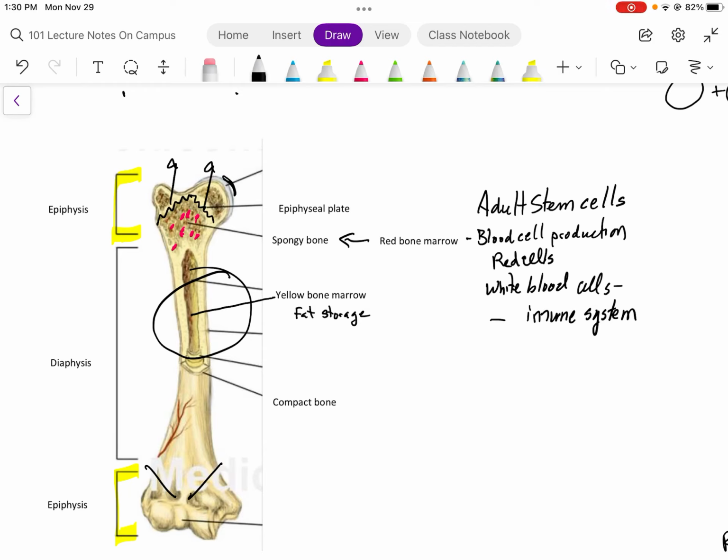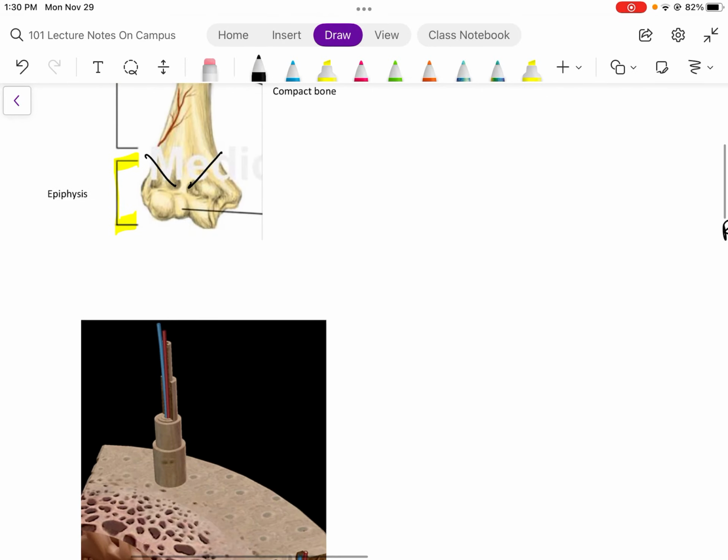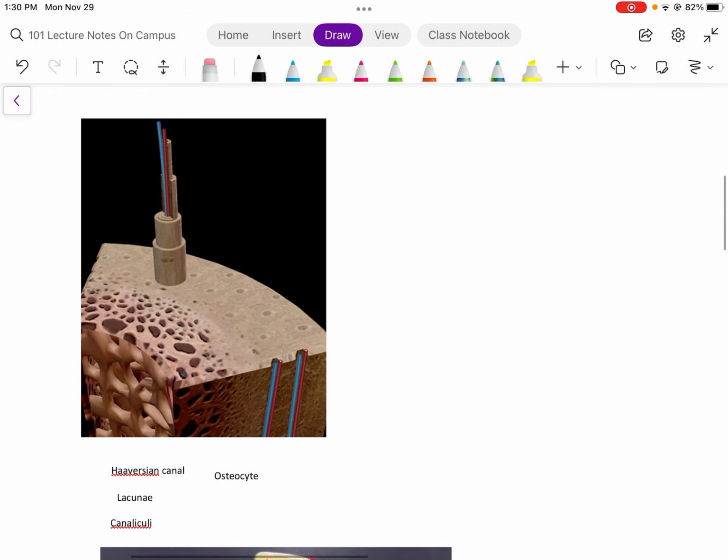I think that's long bone biology. Let's take a look down here at what this long bone is made up of. So this is going to be an image here of what we call compact bone. And the compact bone has this structure in it. I'll use a red marker here to look.